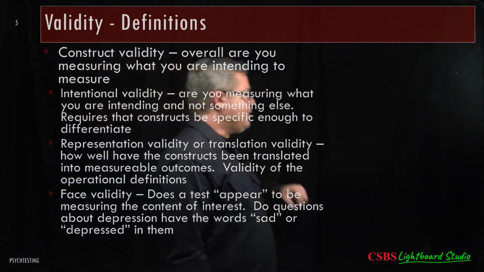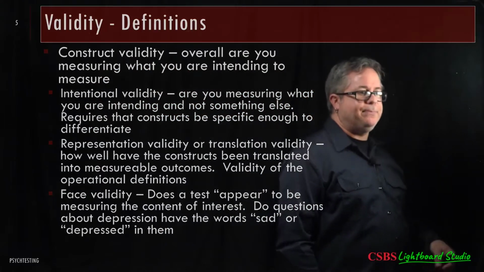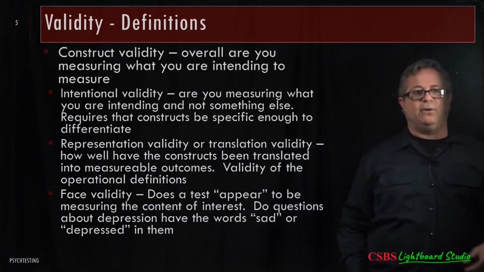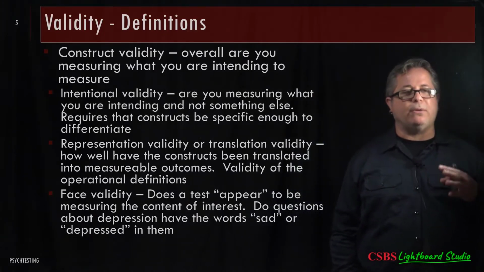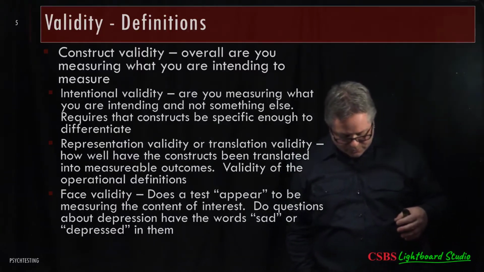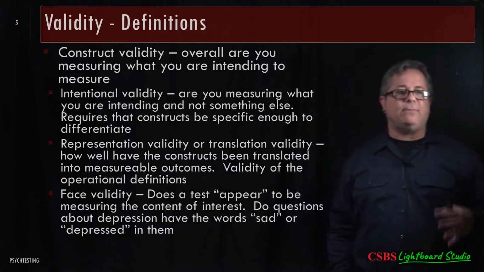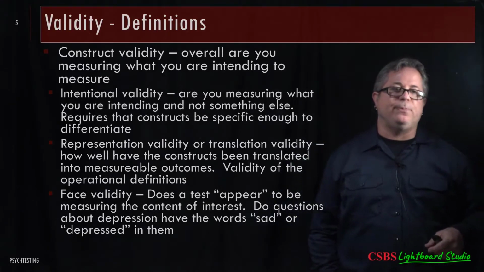Then you have content validity. Is it really reflecting the content? Is it covering all the content supposed to be there? Then you've got construct validity. Overall, are you measuring what you're intending to measure? So this is like, are you on target? When we talk about validity in terms of measures, in terms of scales, this is oftentimes the one that's being referred to. Are you actually measuring the thing you're supposed to measure?